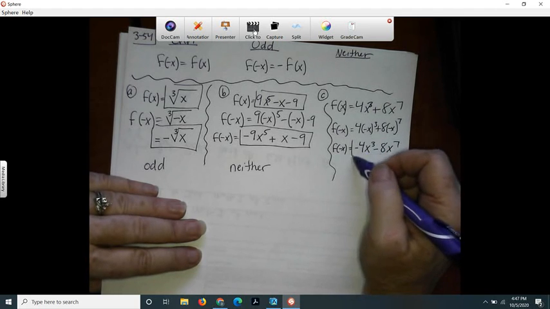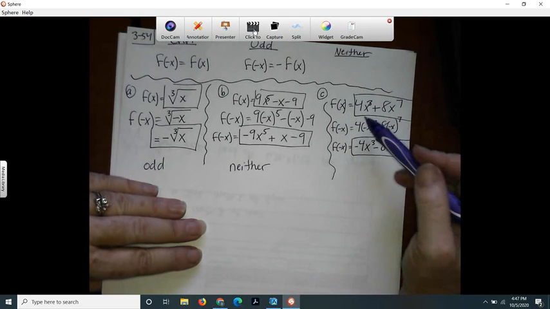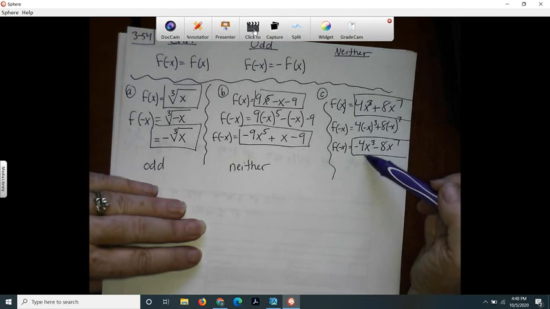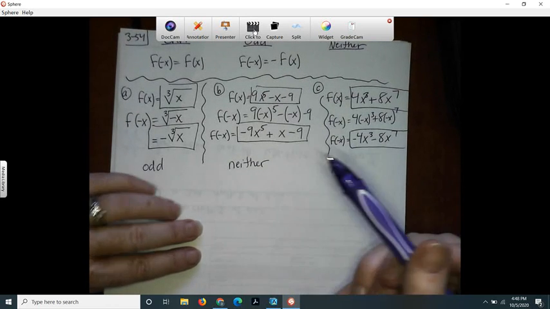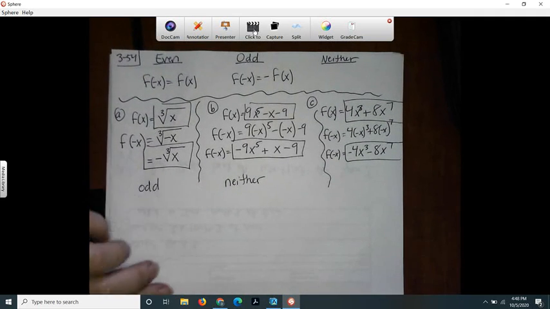So when I compare them, for f of x, both of the terms are positive, and for f of negative x, both of the terms are negative. So they're exact opposites of each other. So they're odd. This one's odd.